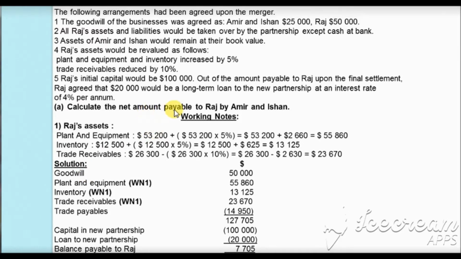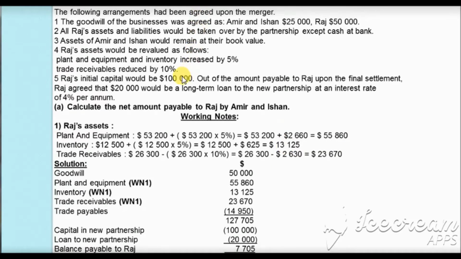So before calculating the net amount payable to Raj, first we will calculate the revalued value of the assets for Raj. Plant and equipment have been increased by 5%. So the value of plant and equipment which was given was $53,200 plus 5% of $53,200, which is $2,660. When we add this, $53,200 plus $2,660 is equal to $55,860. Then we have inventory, which is again increased by 5%. The value of inventory which was given was $12,500 plus 5% of $12,500, which is $625, so it will be $13,125.